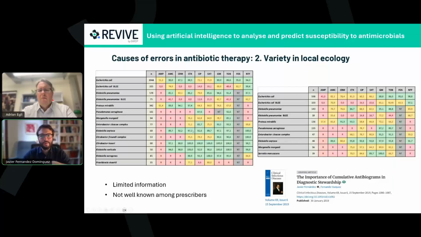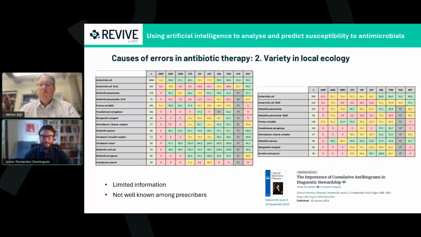Also, we only include the first isolate of a patient. So if, for example, a patient is admitted in a hospital and has several episodes of infections, this guide or this map can't allow the doctor to select the antimicrobial. If it's an infection that a patient has and it's the first infection of the patient in the hospital, probably this kind of report can help to choose the empirical therapy, but for other situations, no. And there's another thing that is important to highlight, and is that these kind of reports are well known among clinical microbiologists and infectious disease physicians, but not well known among prescribers.